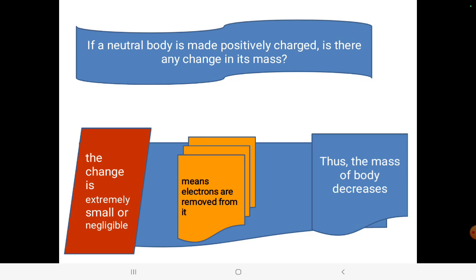Next, if a neutral body is made positively charged, is there any change in its mass? If there is a neutral body, which does not have any negative or positive charge, and it is made positively charged, is there any change in its mass? Yes, that means it loses. We can get some explanation.